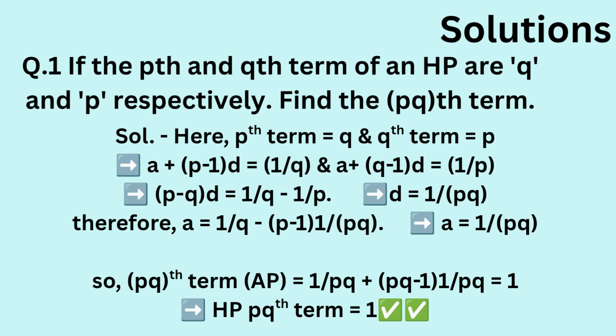Solutions. First, convert the HP to its corresponding AP. Implies that Q-th term: 1 by Q is equal to A plus (P minus 1)D and 1 by P is equal to A plus (Q minus 1)D. By solving these two equations, we get D is equal to 1 by PQ and A is equal to 1 by PQ. So PQ-th term of AP is equal to 1, implies that HP PQ-th term is also equal to 1.